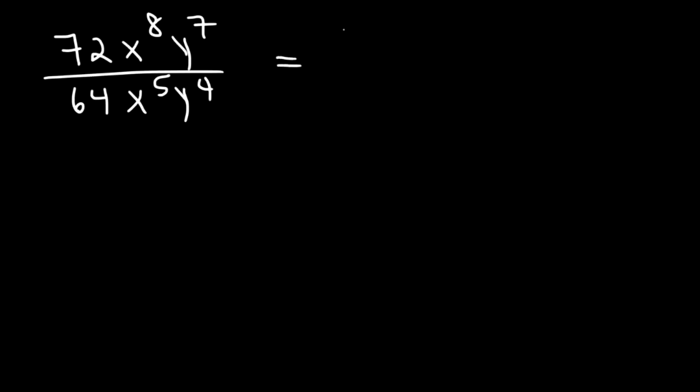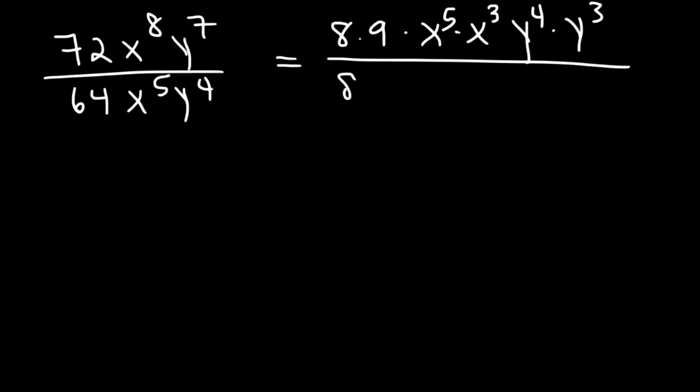72 is basically 8 times 9. x to the 8 is x to the 5 times x to the 3, because 5 plus 3 is 8. y to the 7 is y to the 4th times y to the 3. 64 is 8 times 8. Now, we could cancel an 8. We could cancel x to the 5th. And we could cancel y to the 4th. So the final answer is what we have left over.